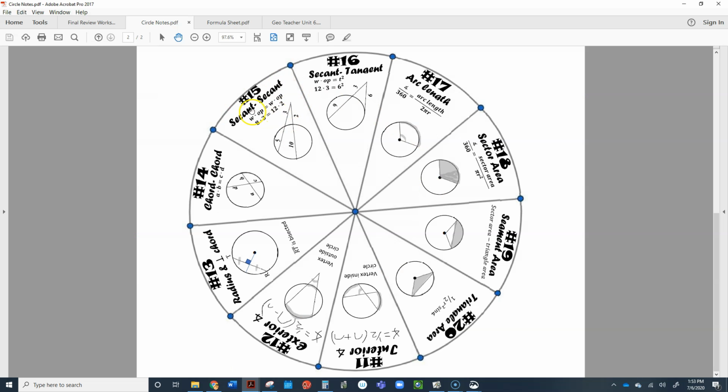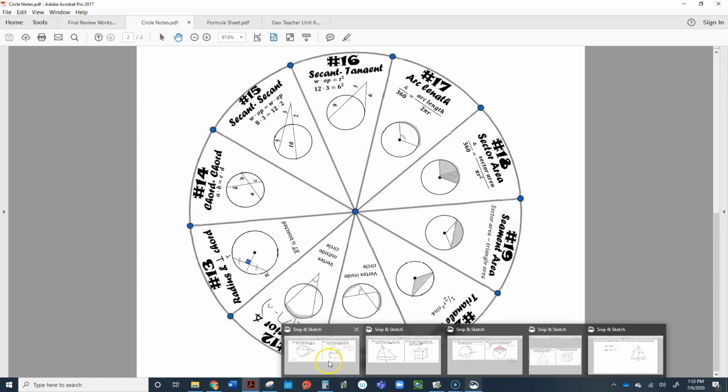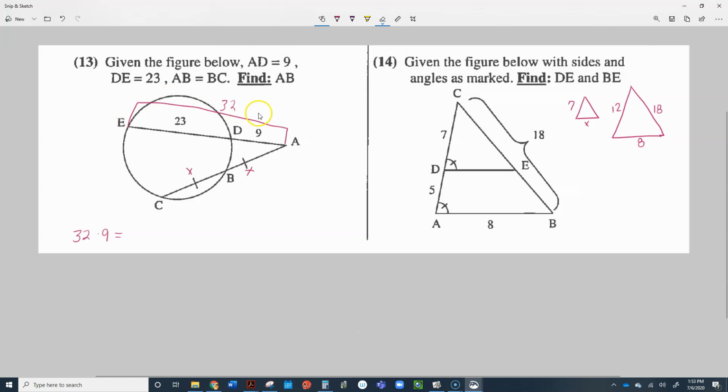So remember your secant, the formula is the whole thing times the outside part. Okay, so I need the whole thing. So this whole thing is 32 times the outside part. And then I need the length of this whole thing. This piece is x and this piece is x. So the whole thing is 2x. So the whole thing times just the outside part.